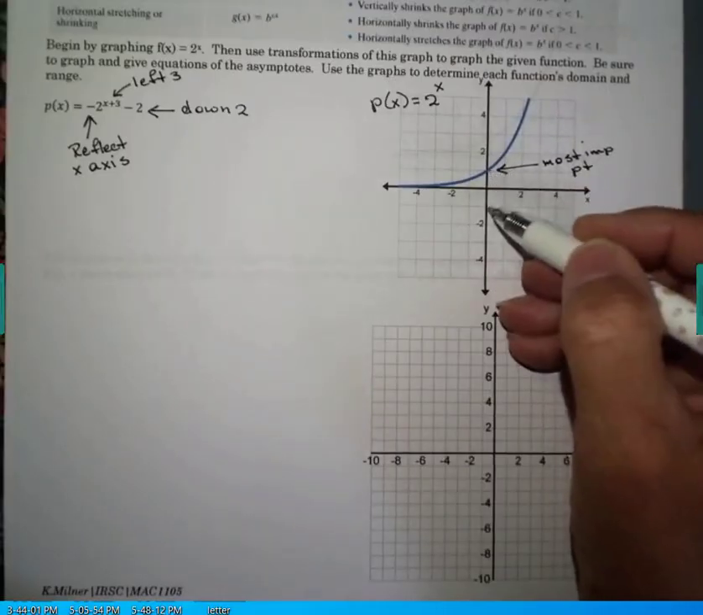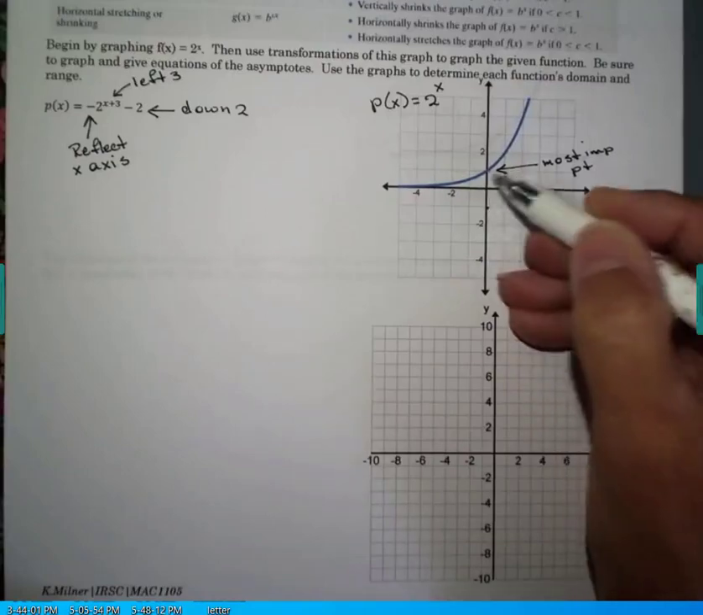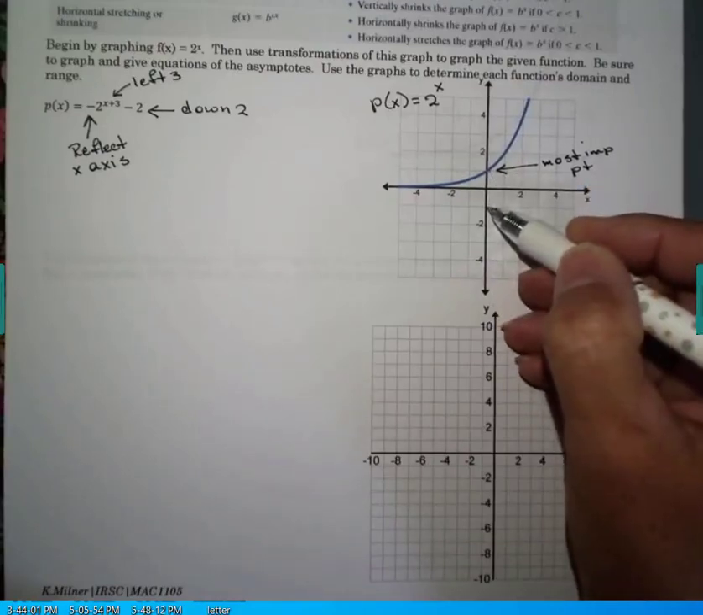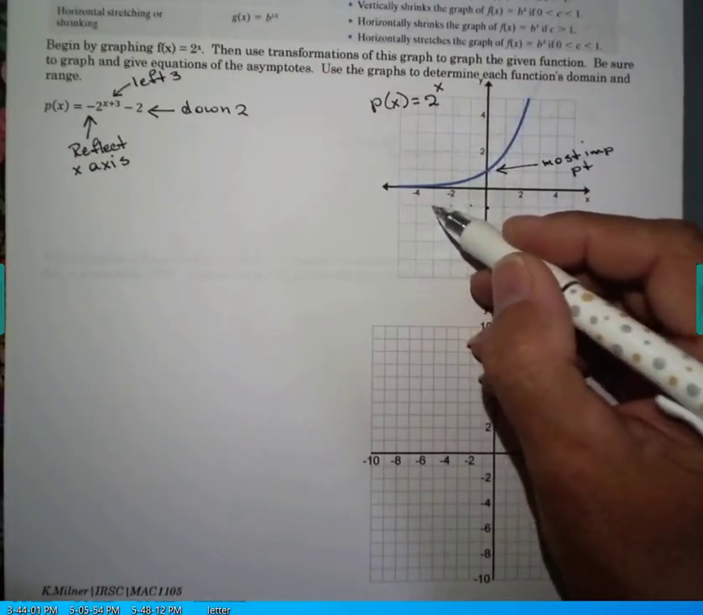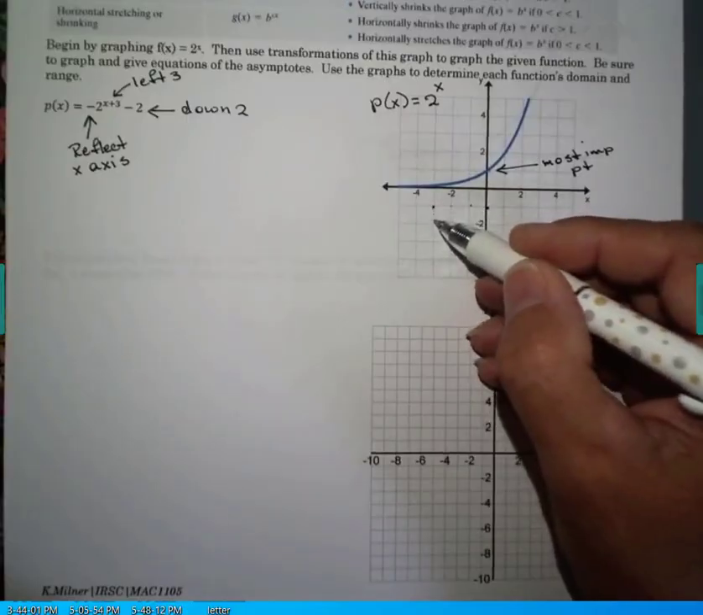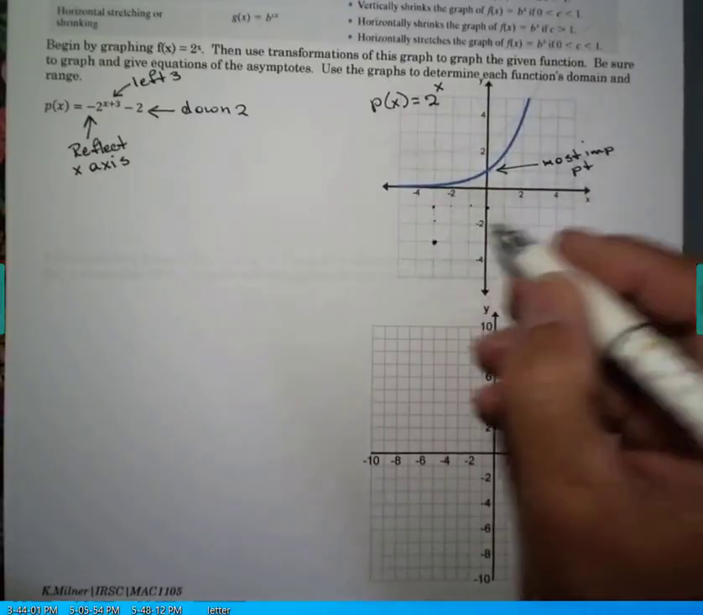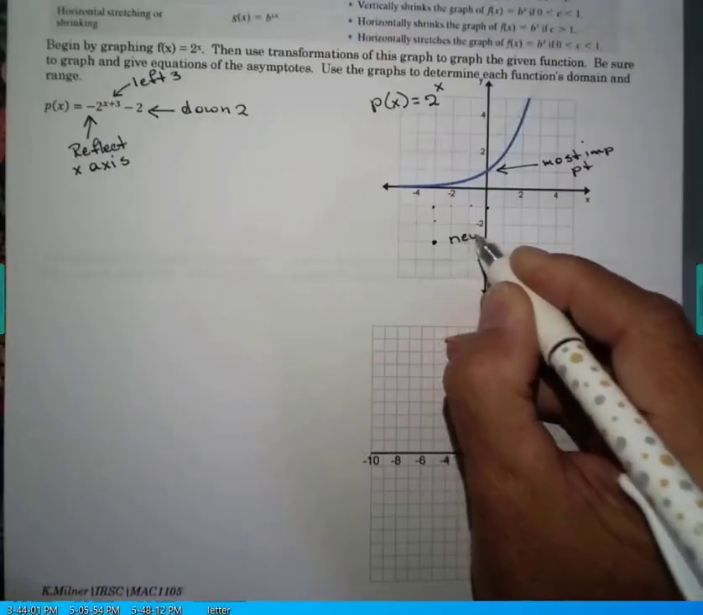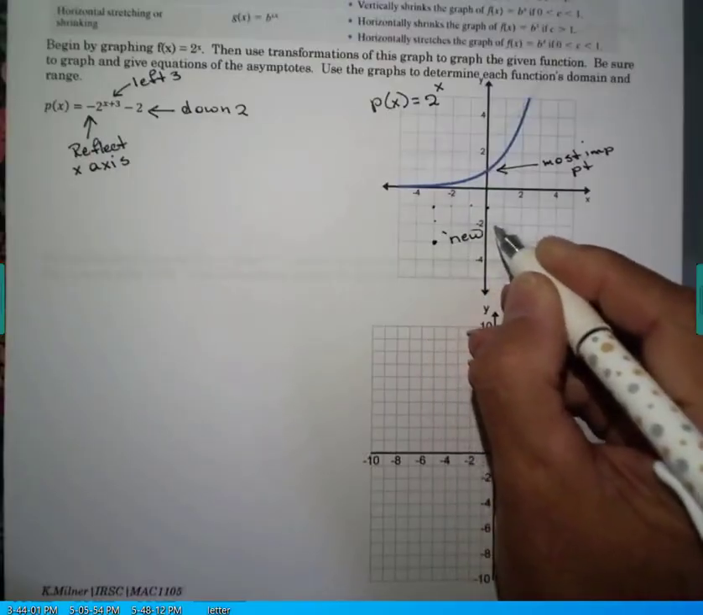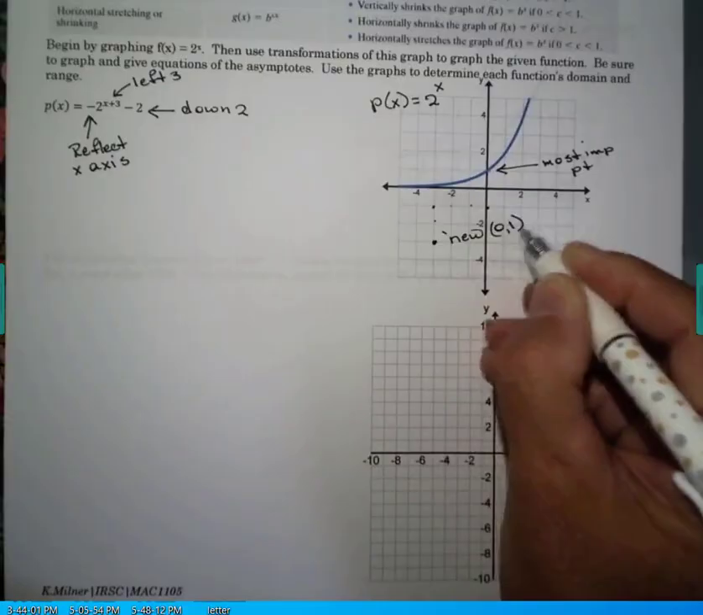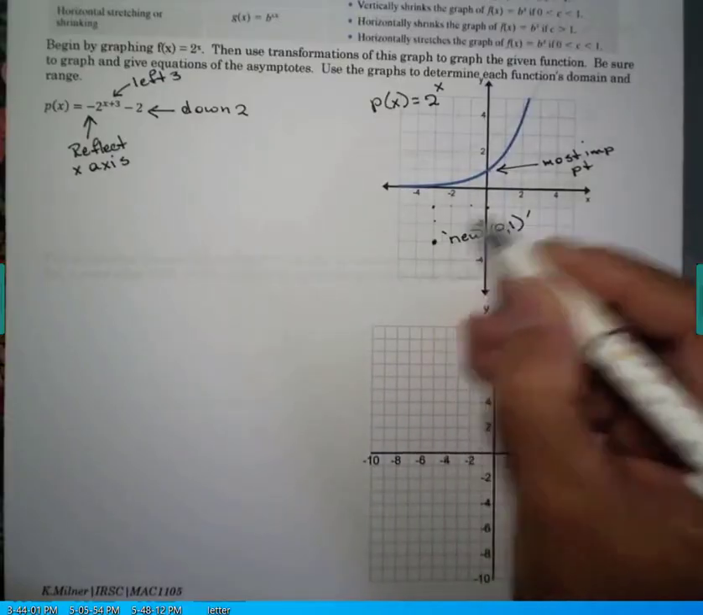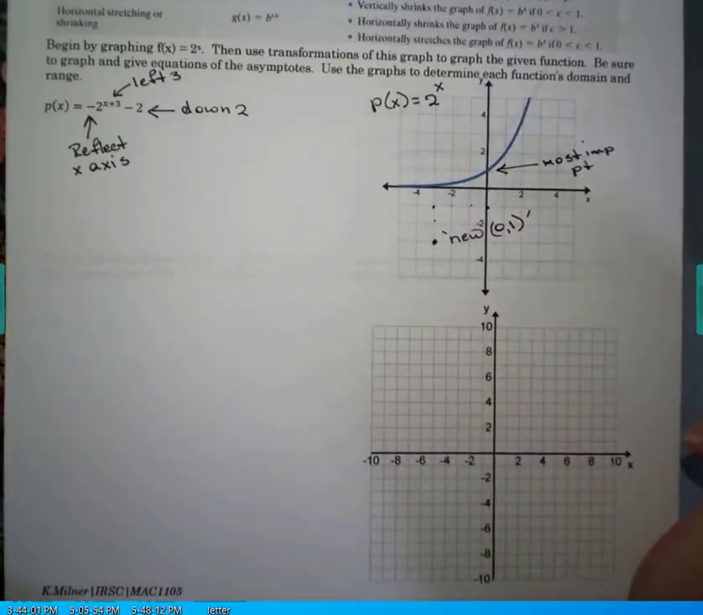If I shift it down, it goes to here, doesn't it? So that's the reflection. And then if I go left 3, it comes there. And if I take it down 2, that is my new (0, 1). That's where (0, 1) went, it went to (-3, -3).